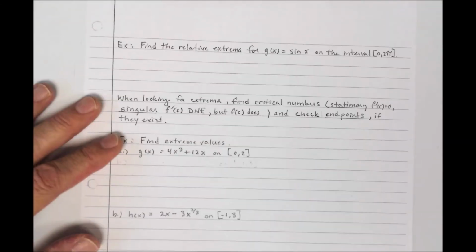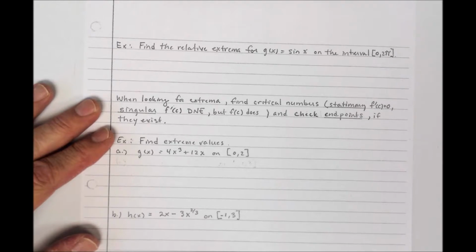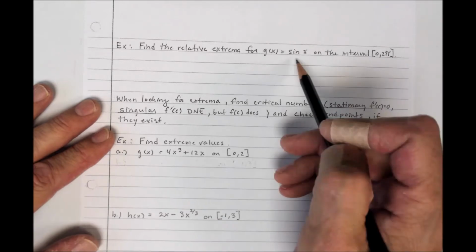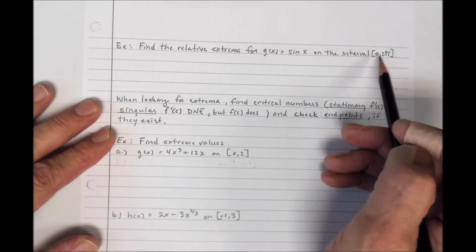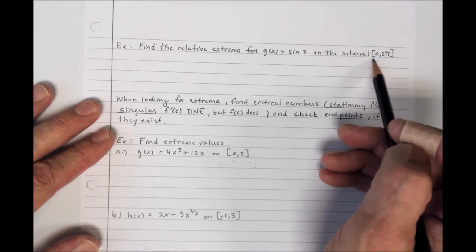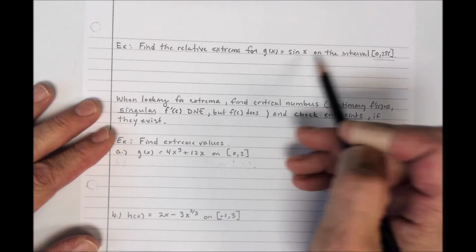Now we know all about the sine function. It says find the relative extrema. g of x equals the sine of x on the closed interval from 0 to 2 pi. Well, we know we're going to have a maximum and a minimum. In fact, we know so much about sine, we already know what the maximum and minimum values are going to be on the interval from 0 to 2 pi, because that's a full period of the periodic function.